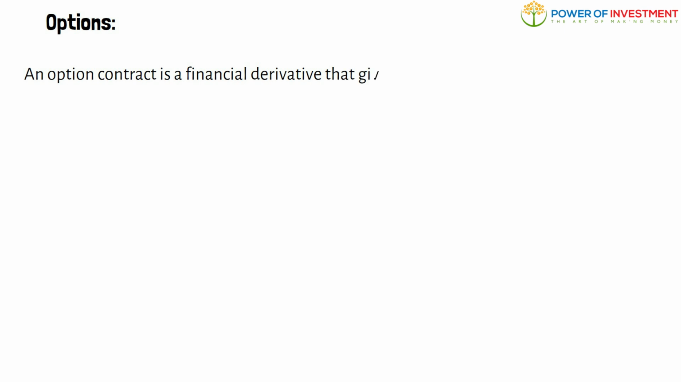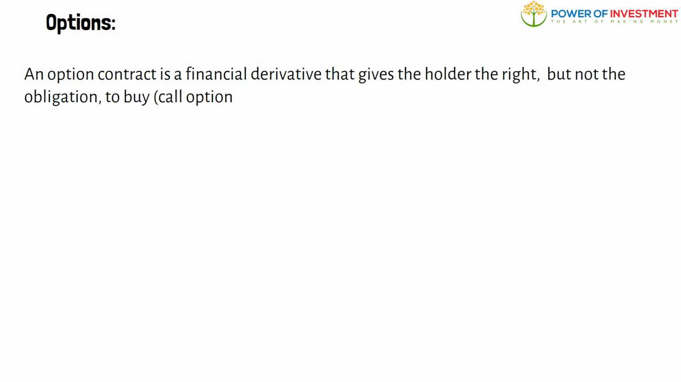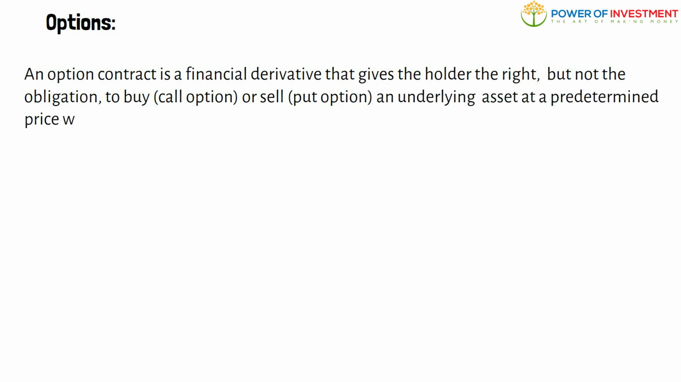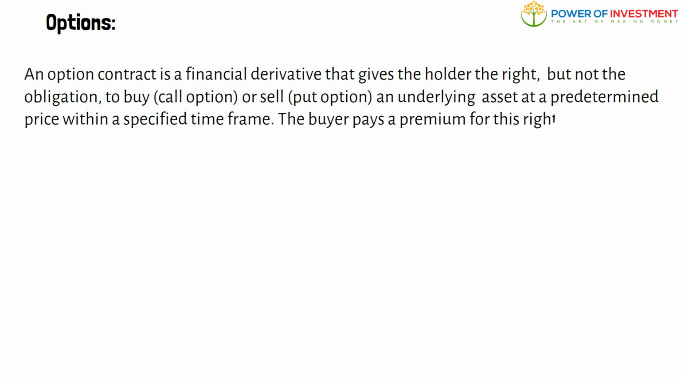Next, let's talk about options. An option contract is a financial derivative that gives the holder the right, but not the obligation, to buy (call option) or sell (put option) an underlying asset at a predetermined price within a specified time frame. The buyer pays a premium for this right. We will discuss options in more detail in future chapters. Now let's move on to swaps.